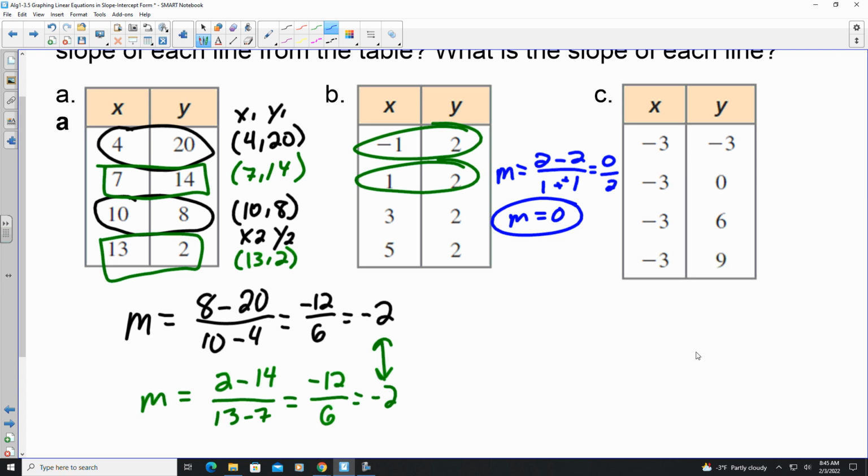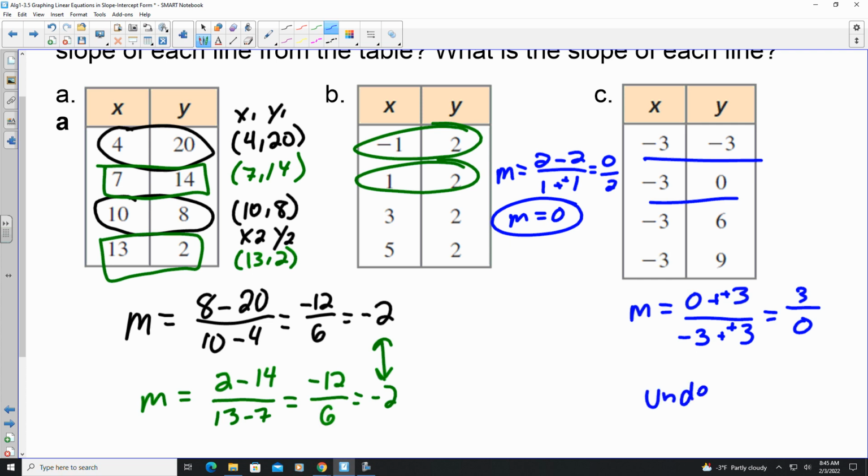Looking at C, I got m is going to be equal to, I'll just pick the top two. I got 0 minus a negative 3, all divided by negative 3 minus negative 3. That's 3 over 0. Since I have 0 in the denominator, this slope is undefined.